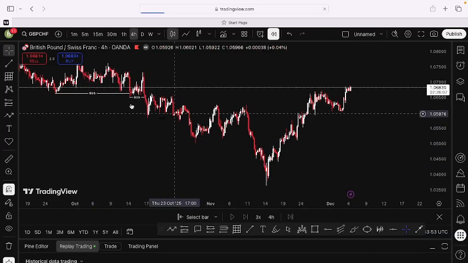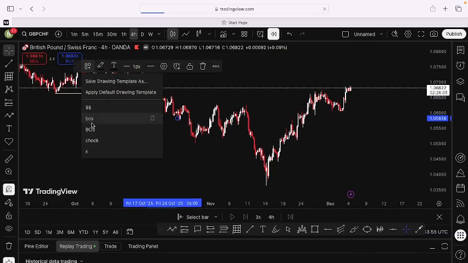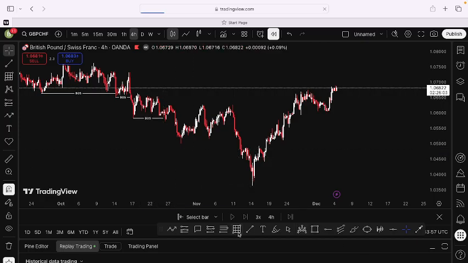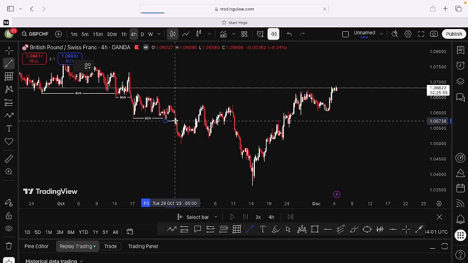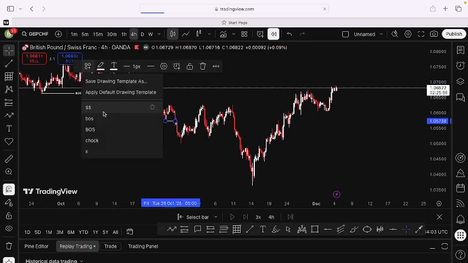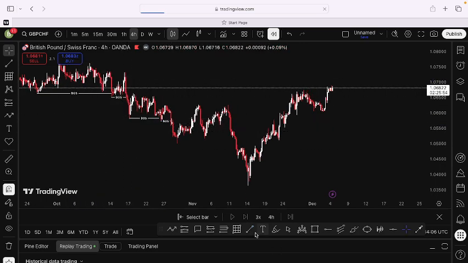Break of structure right here. Sorry about that, I made it black. Break of structure, and then another break of structure happened around this point, of which the market was just following strength. It was just following the overall strength of volatility, guys.